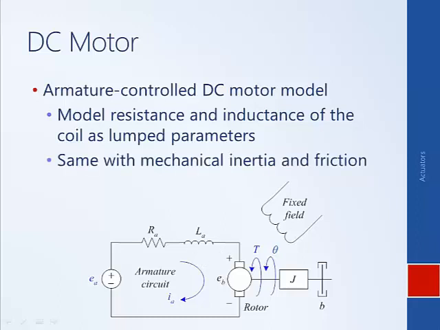We can do the same sort of thing with the mechanical portion of the motor. The spinning rotor has some rotational inertia, and the spinning of the rotor, the rubbing of the brushes, and things like that cause friction. So we lump all of the inertia of the rotor in a single parameter J, and all of the friction of the motor in a single parameter B, which we'll think of as a damping coefficient, a viscous friction coefficient.